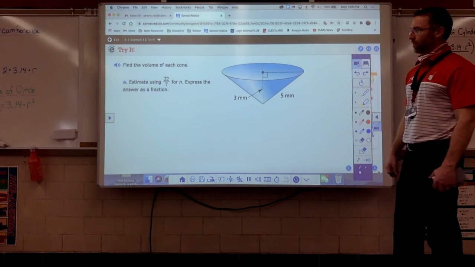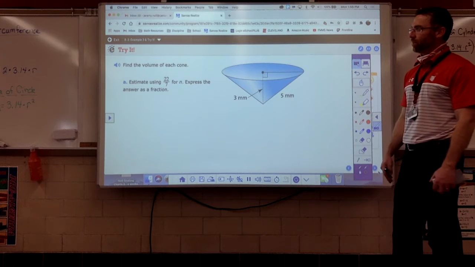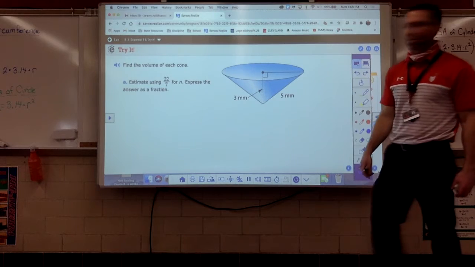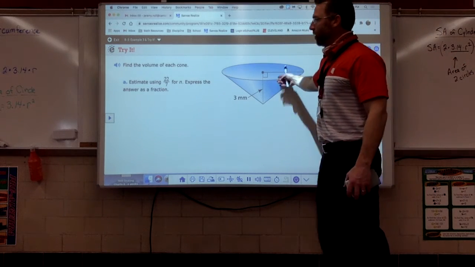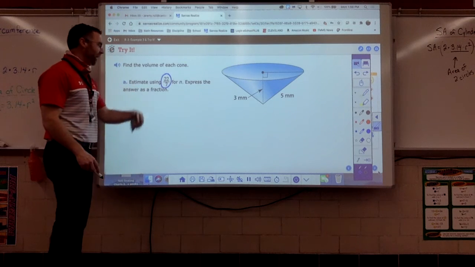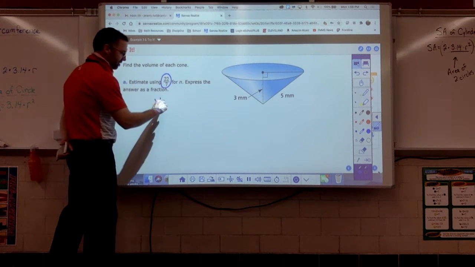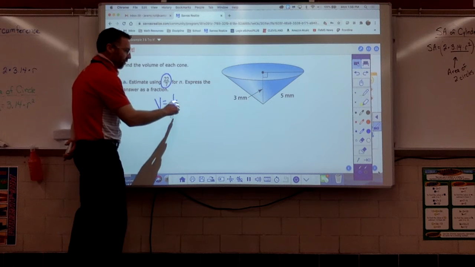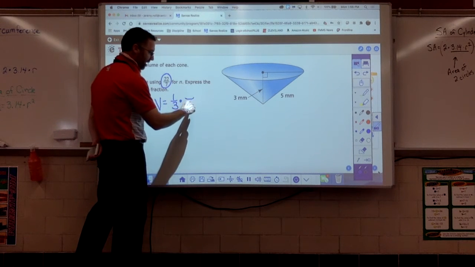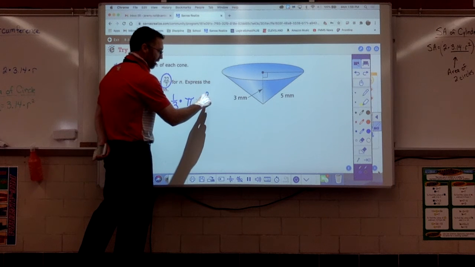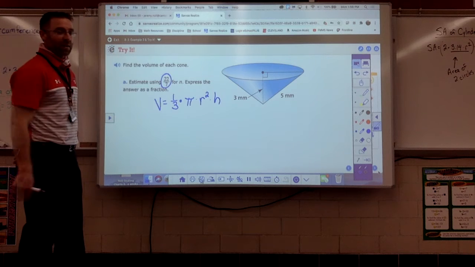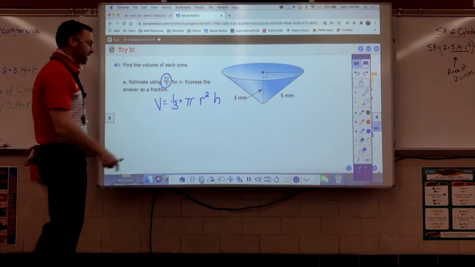Okay, second part of that says find the volume of the cone. Okay, here we go. I'm sorry, I said second part. First part of the try it section. Find the volume of the cone. It says estimate using 22/7 for pi. Okay, so I'm going to start with writing down the formula like all good math kids would do. 1/3 times pi times the radius squared times the height. Once you have it down, calculate and plug in the information you need.